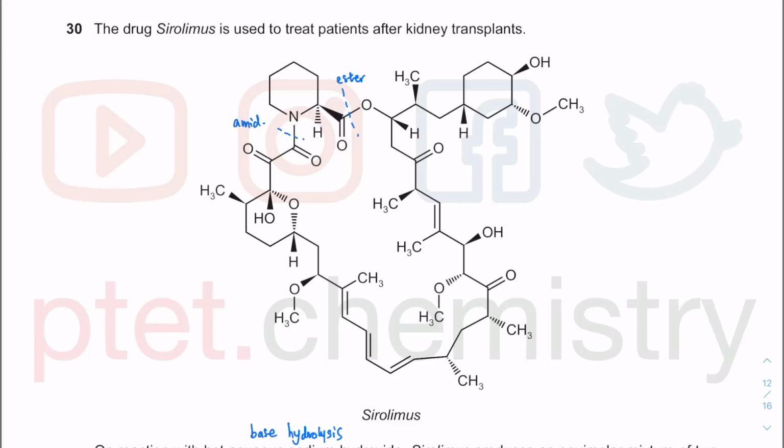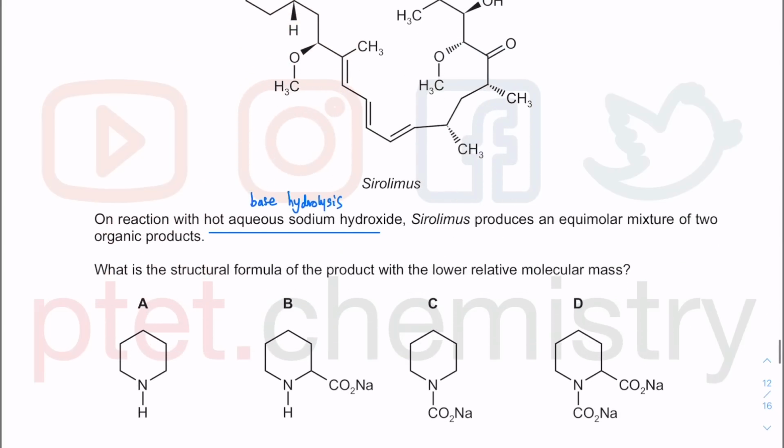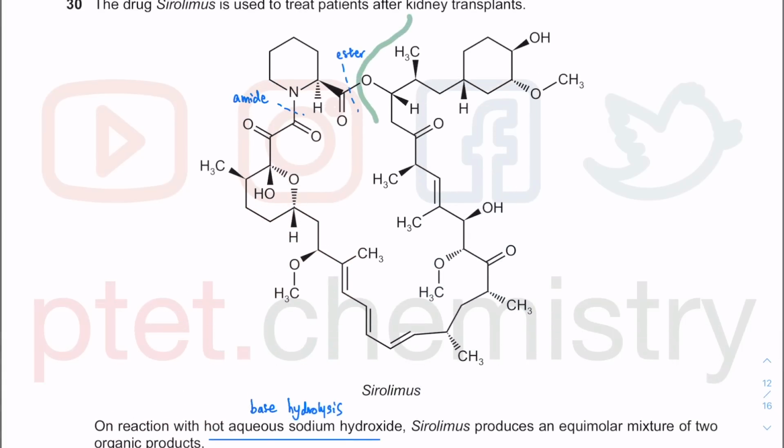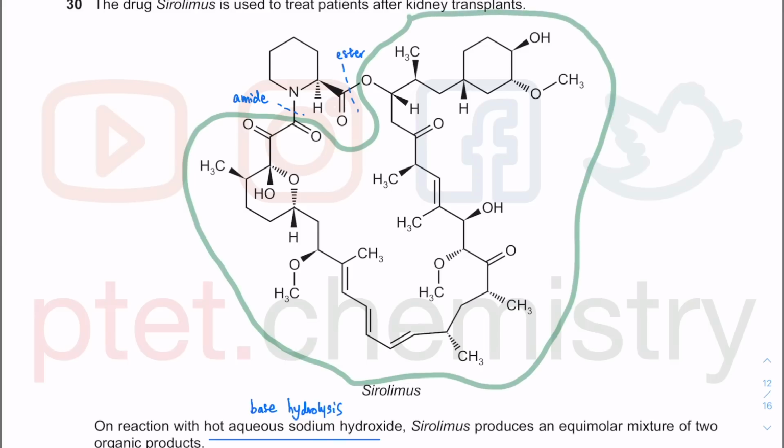As you could see, this is a special kind of amide because it started from a secondary amine where you have nitrogen there bonded to carbon. Therefore, you don't have any more hydrogen there. You have amide, ester, you're going to break there and there. So what is the structural formula of the product with the lower relative molecular mass? The rest of this molecule is the one with the higher molecular mass. So when you hydrolyze this whole thing, there are no other ester or amide bonds to be broken. So therefore, this is the molecule with the larger Mr.